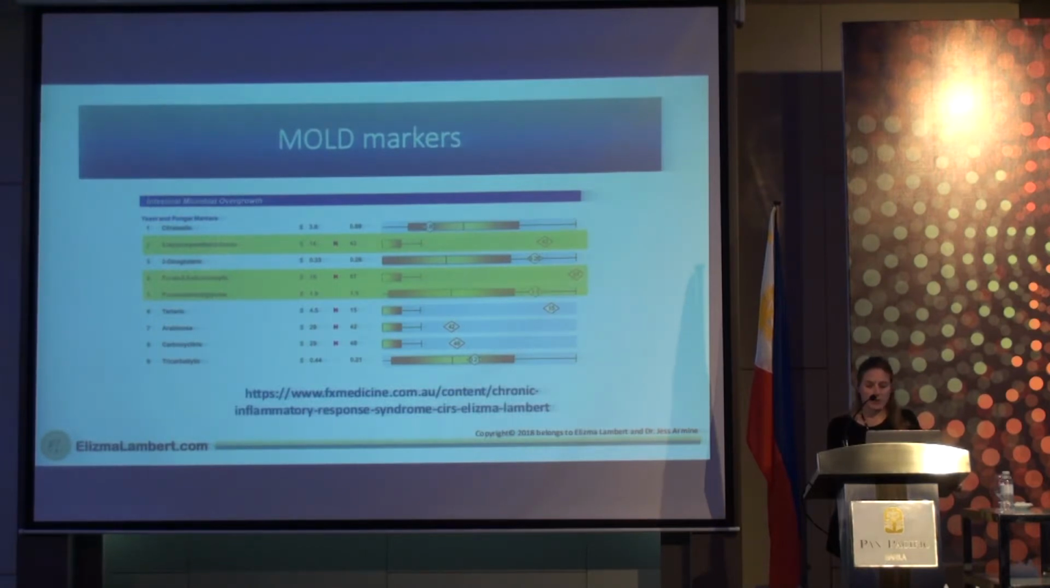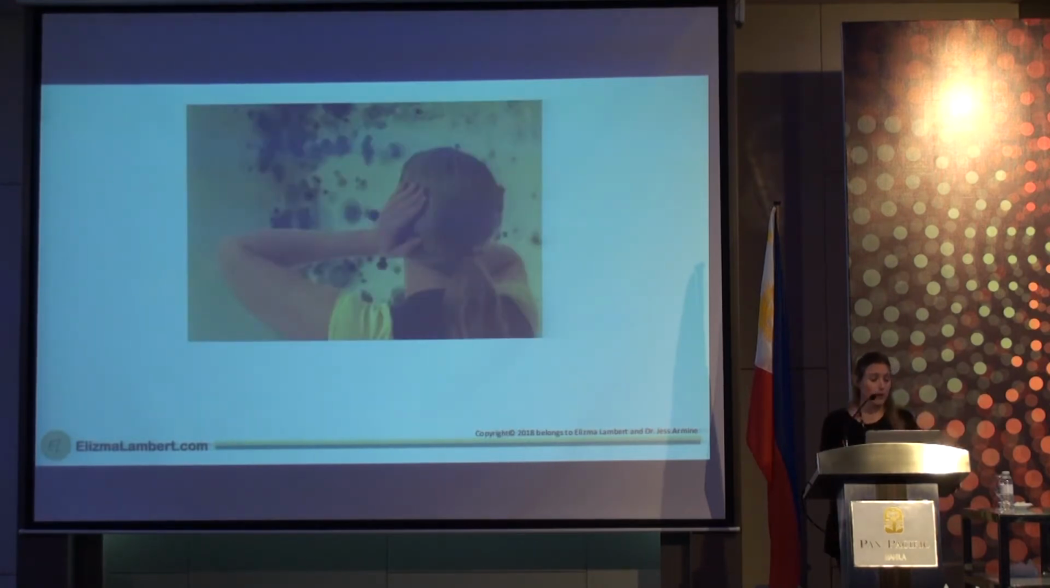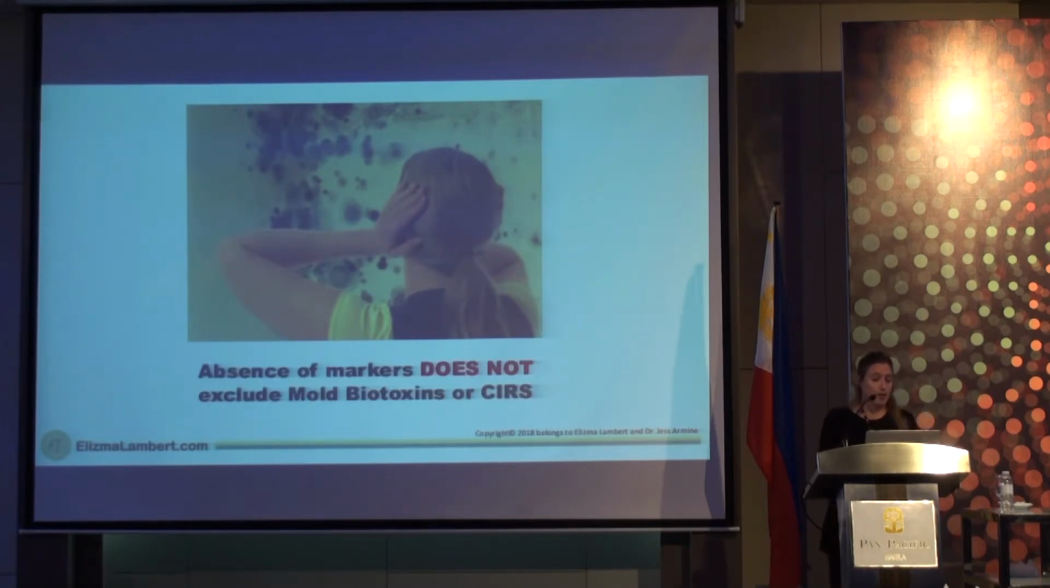It's something I was interviewed on a while back, so if you want to learn a little bit more about it, you can always go to that link and listen to the interview. But it does bring us to the question of what do the mold markers really mean? Are the mold markers on the organic acid test a measure of environmental mold? Well, not necessarily. It is not a definitive marker for CIRS biotoxin-related illness.